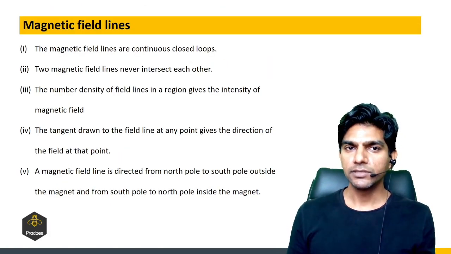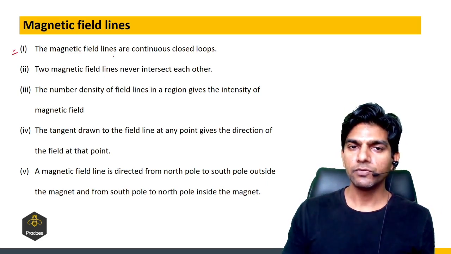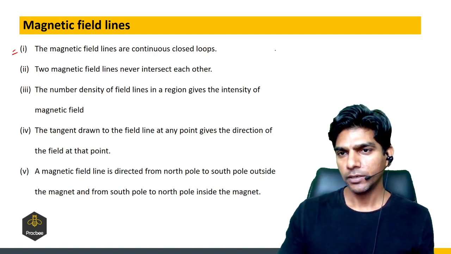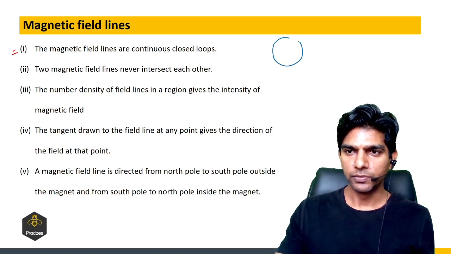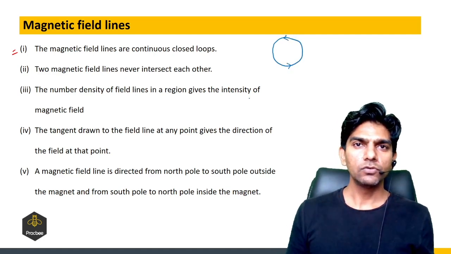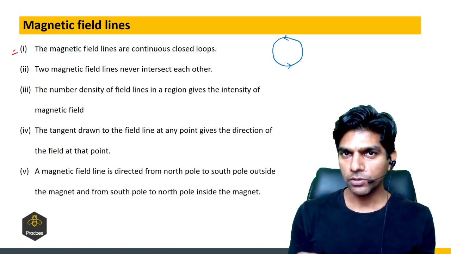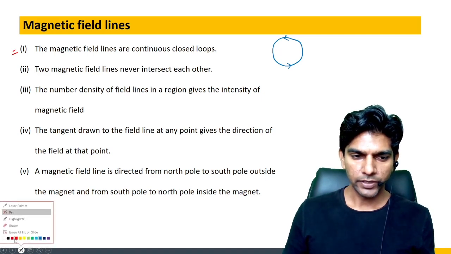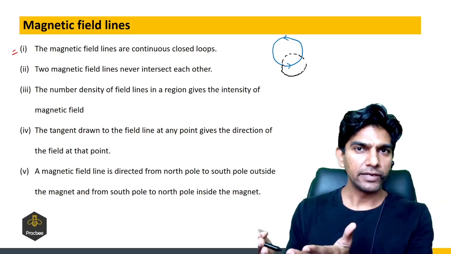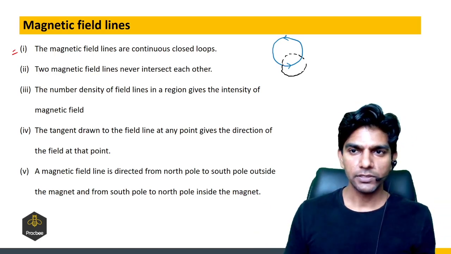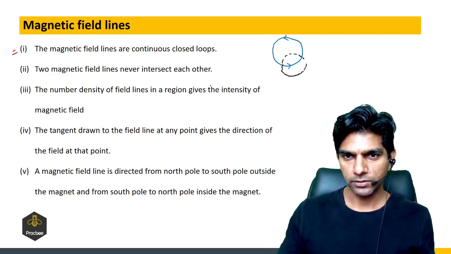Now let us see the next concept where we'll study the different properties of magnetic field lines. So the first property is that magnetic field lines are continuous loops. What does it mean? They form a closed loop, right? And why do they form a closed loop? Because the magnetic flux through any closed surface is always zero by Gauss law for magnetism. So if I draw any closed surface, whatever field line is entering this closed surface should also leave the closed surface. And you can also remember that in magnetism, there are no monopoles, only dipoles exist.